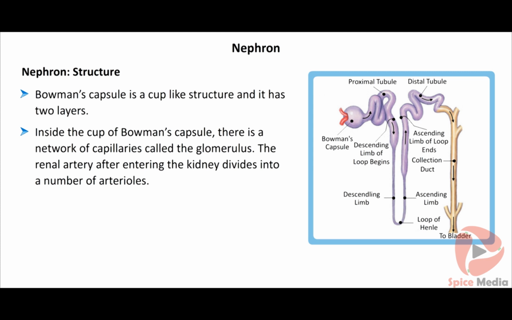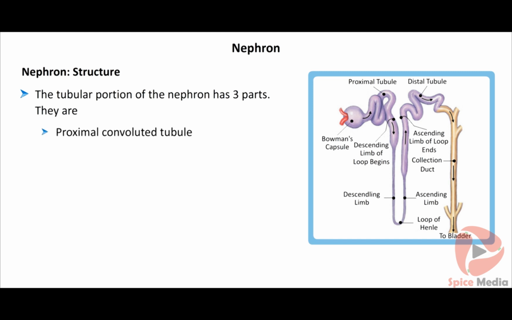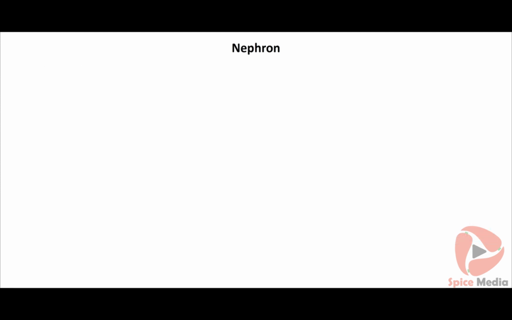The renal artery, after entering the kidney, divides into a number of arterioles. The tubular portion of the nephron has 3 parts. They are the proximal convoluted tubule, loop of Henle, and distal convoluted tubule. The distal convoluted tubule of the nephron opens into the collecting tubules.